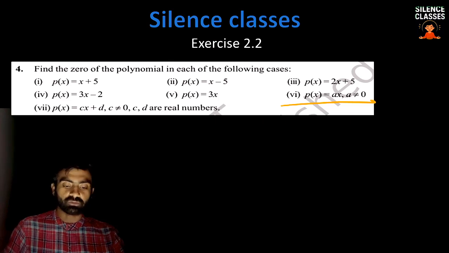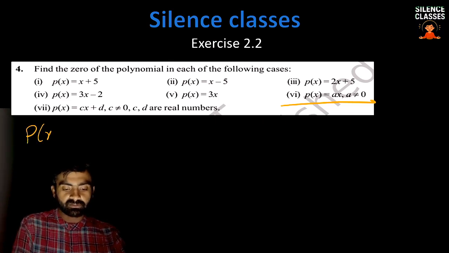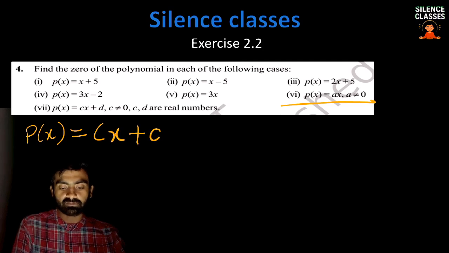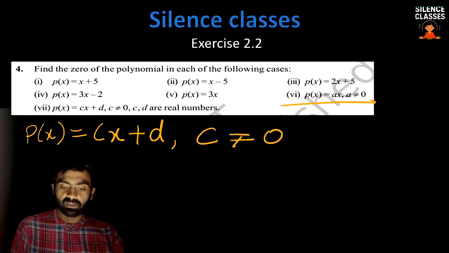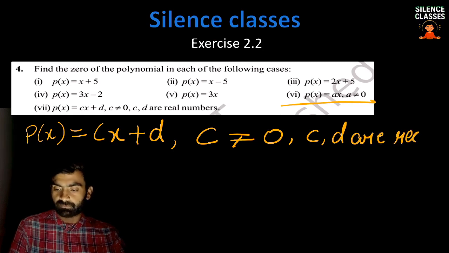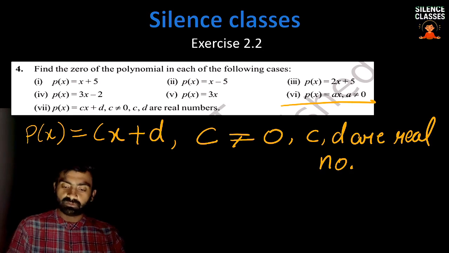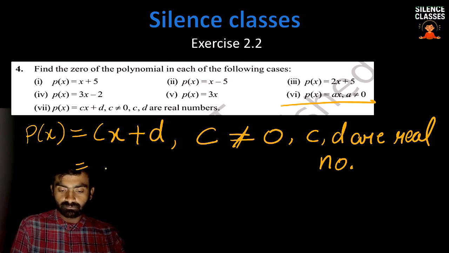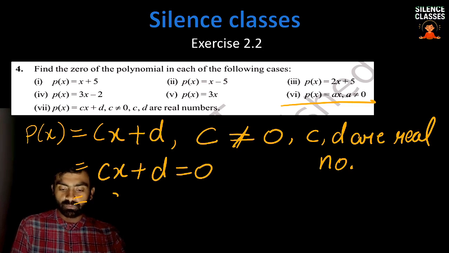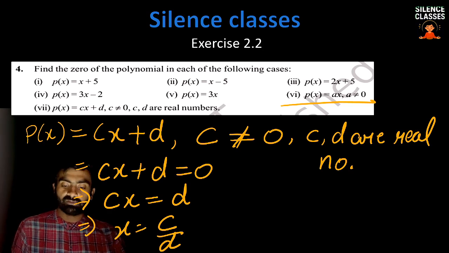Now let's move to the last part of the given question, that is p(x) is equal to cx plus d, where c is not equal to 0, and c, d are real numbers. So now let's check it out. cx plus d is equal to 0. So cx is equal to d. Therefore x is equal to d upon c.